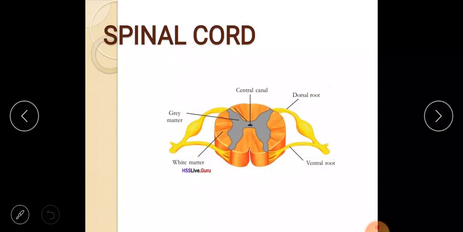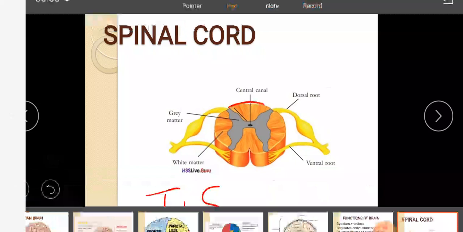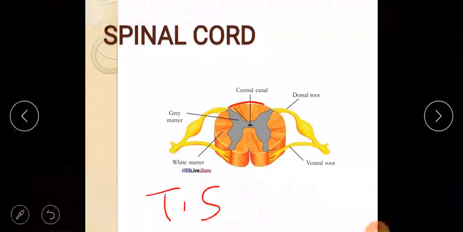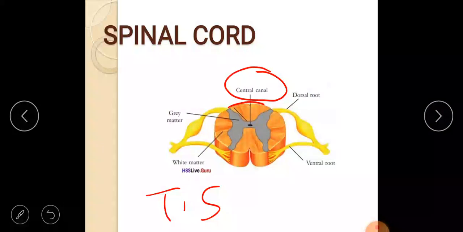After the brain, I'm moving to the spinal cord. The spinal cord is a cylindrical rod, as you can see. This is a transverse section of the spinal cord. So what do you see? Again, the outer coverings, the meninges, are there. And inside it, you can see a central canal, inside which the CSF runs. In it, the gray matter is inside and the white matter is outside, whereas you have seen in the brain, the gray matter was outside and the white matter was inside.